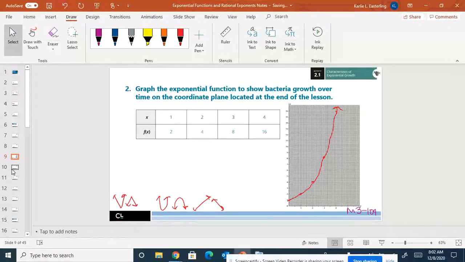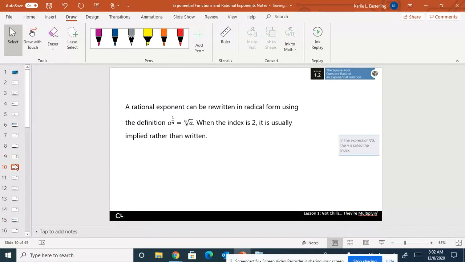All right, now we are actually going to start talking about the square root and the constant ratio of an exponential function. I deleted some of the slides. So this is actually on a whole 2 pages, on page M395. A rational exponent can be written in radical form using the definition.